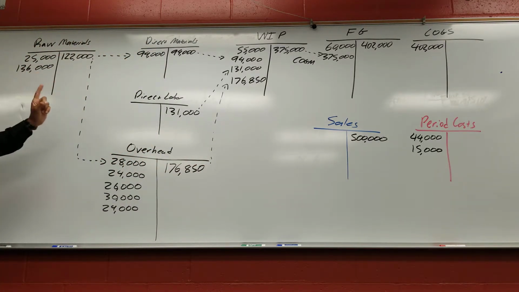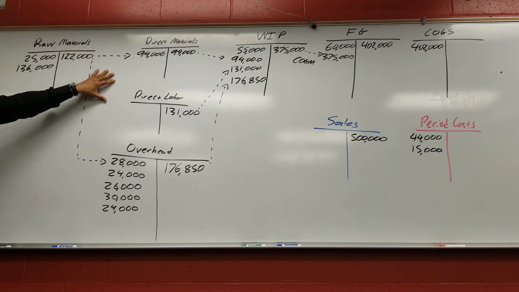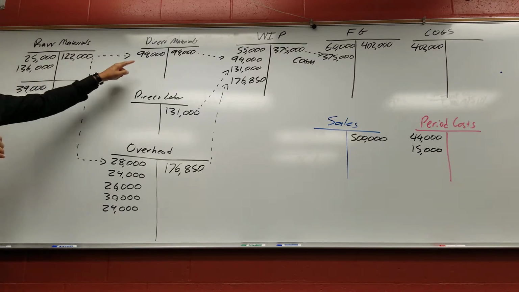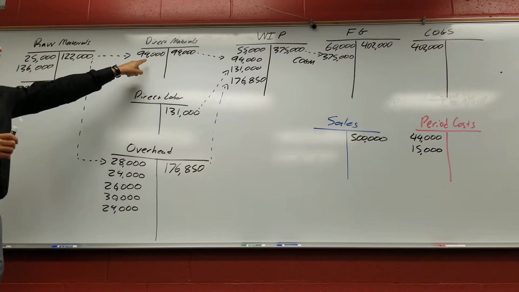The last thing we need to do is total up what all these account balances are. So starting with raw materials, we start with 25. We bought 136 for a total of 161, minus 122 should give us 161 minus 122. Is it 39,000? Yeah, 39,000 is left over. Direct materials we don't care about, 0, 94, 94.